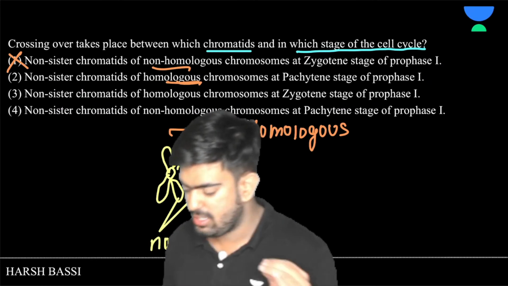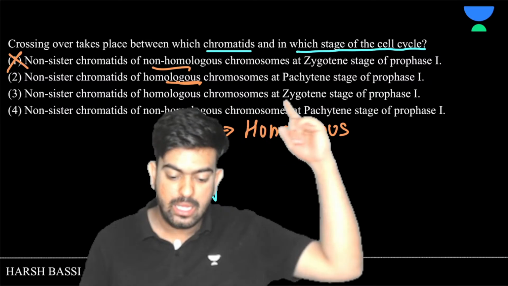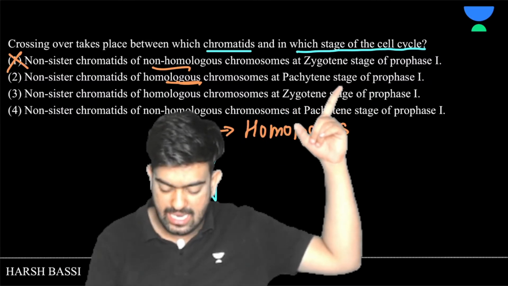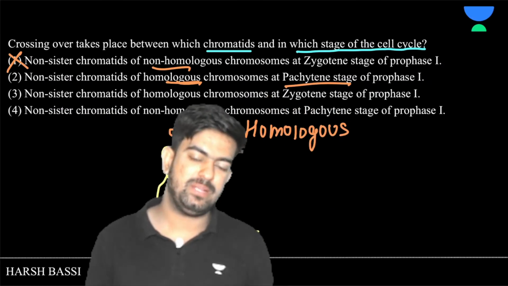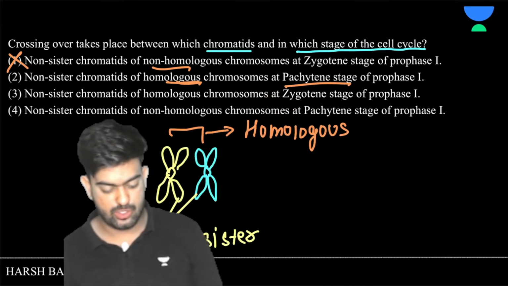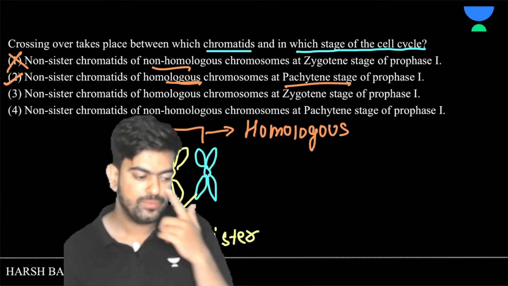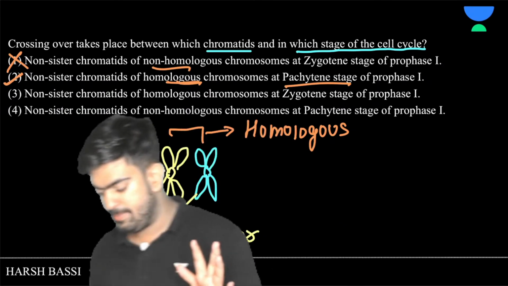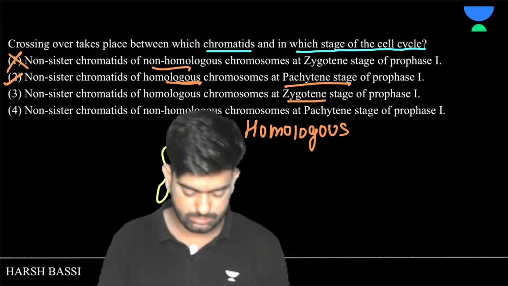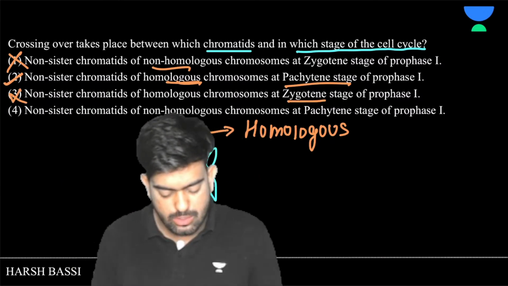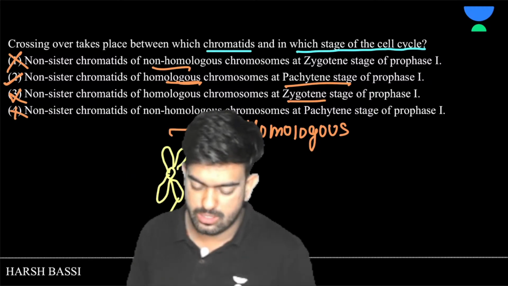Is this statement correct? Think about it. Non-sister chromatids of homologous chromosomes at pachytene stage. Crossing over takes place in the pachytene stage only, so this statement is correct. Let's read the other two statements also. Non-sister chromatids of homologous chromosomes at zygotene: no. Fourth, non-sister chromatids of non-homologous chromosomes: again wrong. So the correct answer here is option number 2.